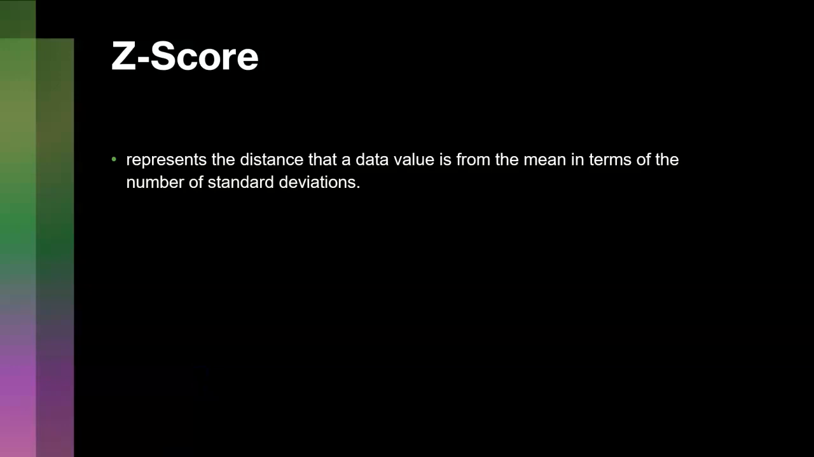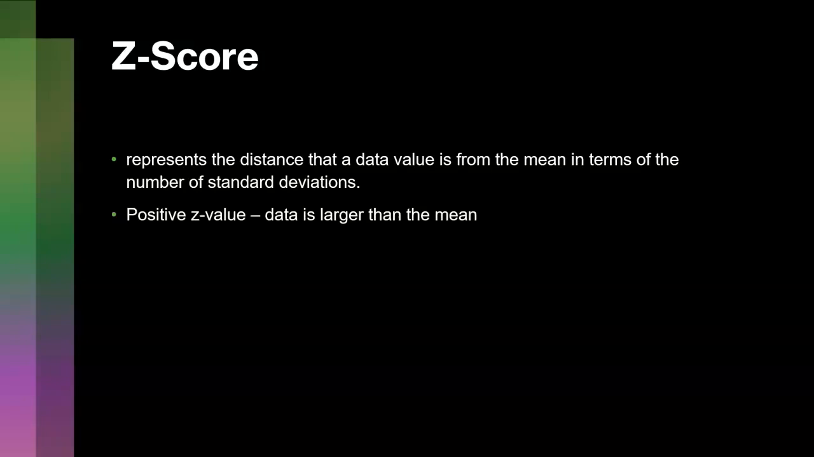All right, a z-score represents the distance that a data value is from the mean in terms of the number of standard deviations. So basically, a z-score gives us a standardized number to be able to compare apples to apples instead of comparing apples to oranges by using the mean and the standard deviation. So it tells us how far a value is from the mean in terms of its standard deviation.